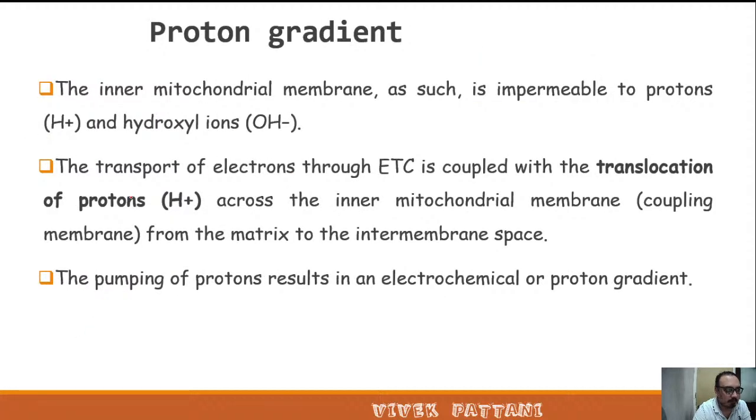The inner mitochondrial membrane as such is impermeable to protons and OH ions. The transport of electrons through the electron transport chain is coupled with the translocation of protons across the inner mitochondrial membrane from the matrix to the intermembrane space. The pumping results in an electrochemical or proton gradient.